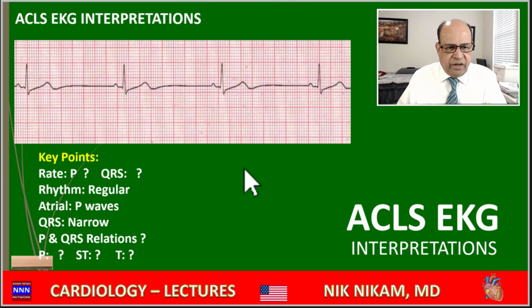Here is another example of a severe bradycardia. The PR intervals are constant. There is some ST depression here and a biphasic T wave. So this suggests we are dealing with a severe bradycardia with some possible ischemic changes noted in the ST-T segments.